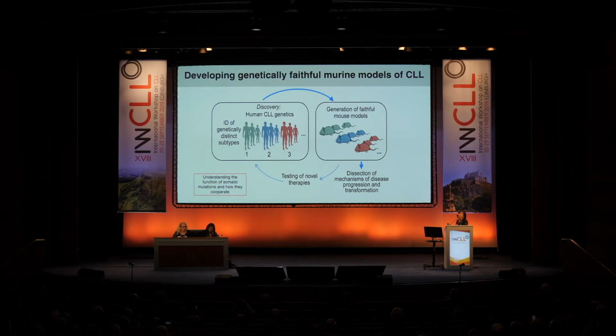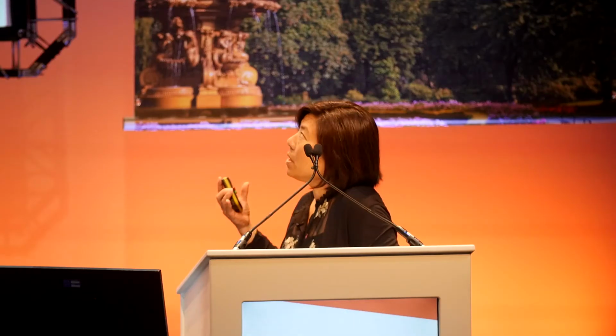The idea that we had was, if we understand there's all this genetic heterogeneity in our patients, can we, for example, generate faithful mouse models? We know how hard it is to manipulate patient samples and B cells using our suite of conventional genetic tools, but maybe in a well-trodden path, we can think about mouse models. In doing so, can we then dissect mechanisms of disease progression and transformation? This will also let us test novel therapies. And so we already started on this path a number of years ago.